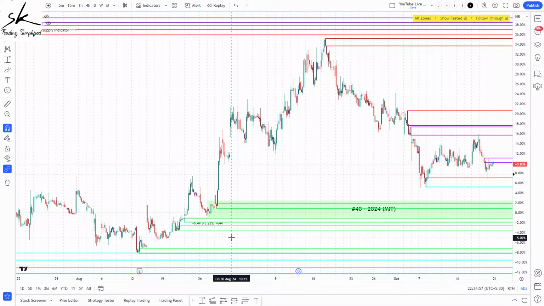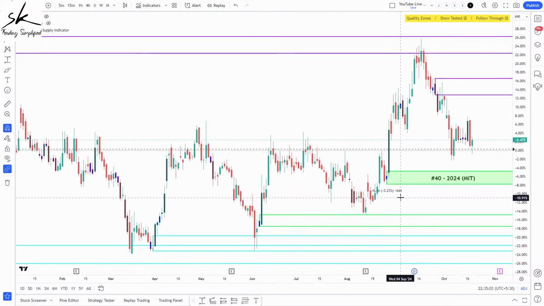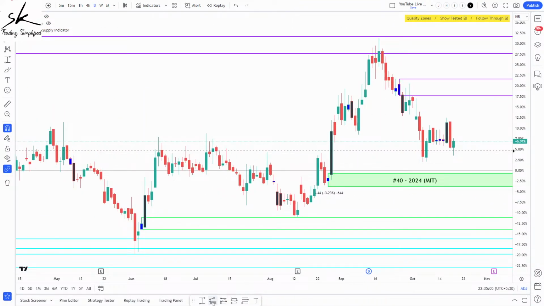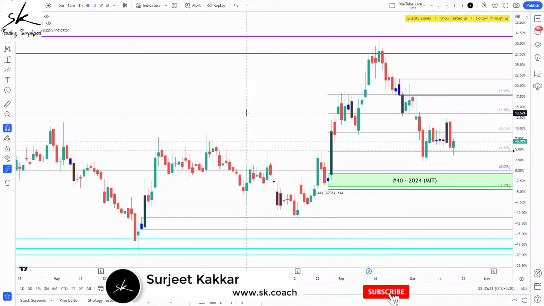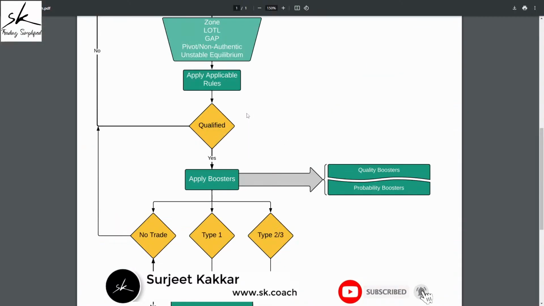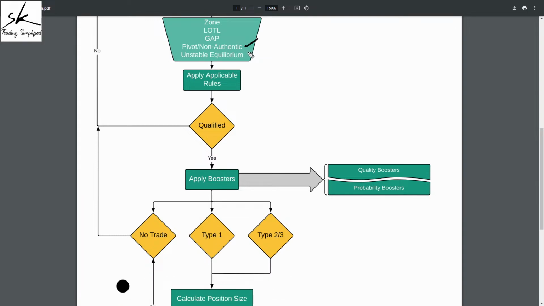So let's assume for a minute that I'm an aggressive trader and I'm planning my trade based on the aggressive rule, which definitely qualifies the zone. So now I know the zone is qualified and unstable equilibrium is not applicable because for that the leg out has to go below the basing, which is not happening in this case. So going back, the only applicable condition was pivot non-authenticity, and based on my aggressive rule, it is qualified for me. But if you're someone who's following the conservative rule, this is not qualified for you. This is not a setup for you.